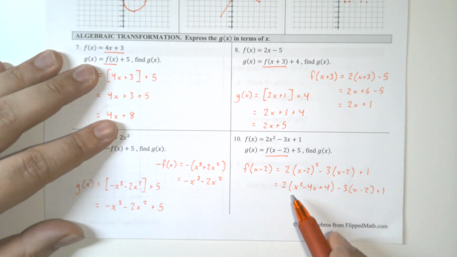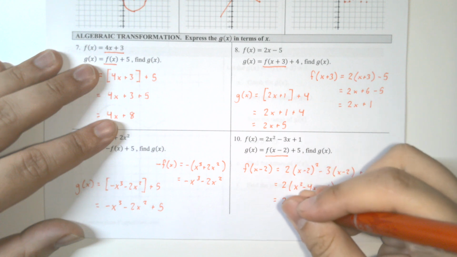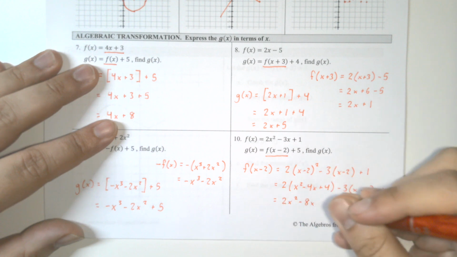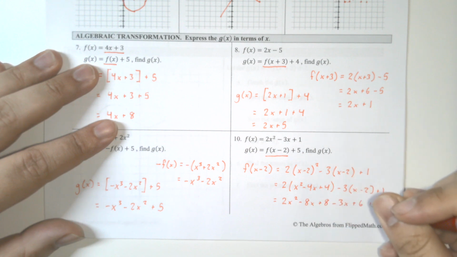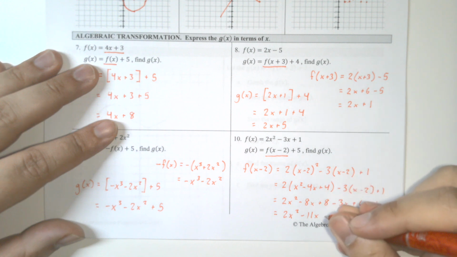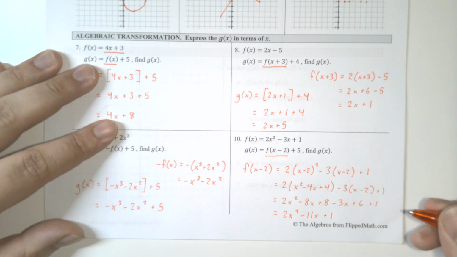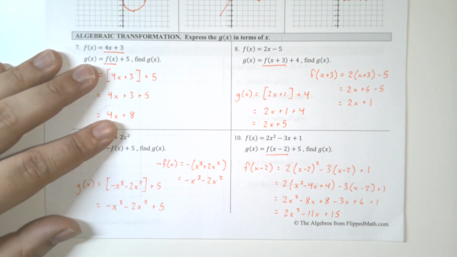Plus 1. Let's distribute all of this stuff here. That is going to be 2x squared minus 8x plus 8 minus 3x plus 6 plus 1. And combining like terms, we have 2x squared minus 11x plus 8 plus 6 plus 1. So that's going to be plus 15. Is that plus 15? Yeah, that's plus 15. All right. So we have plus 15. And so that's f of x minus 2.